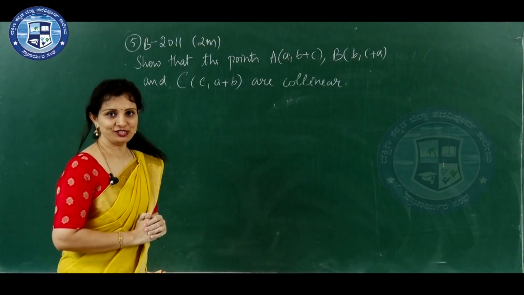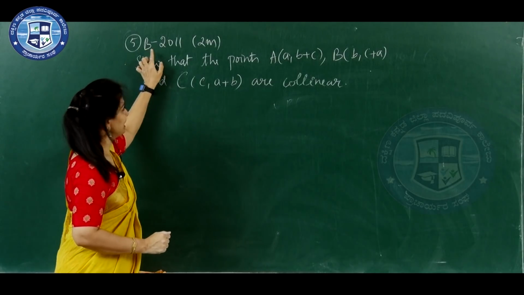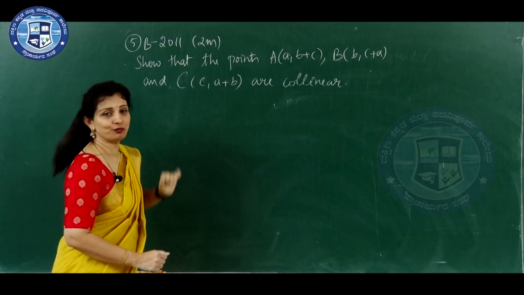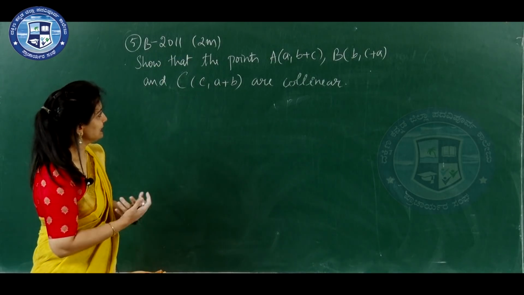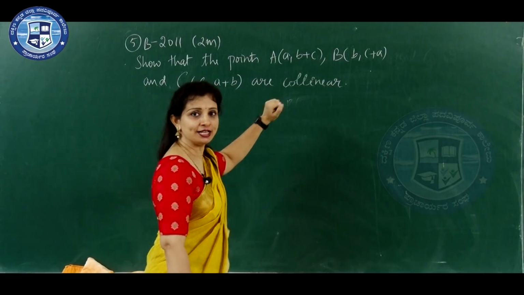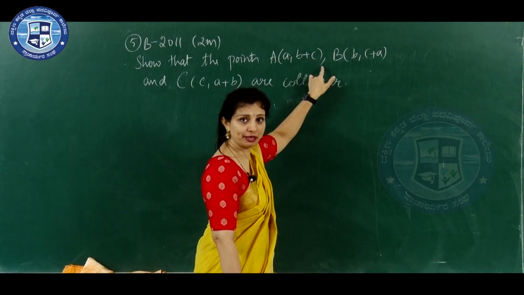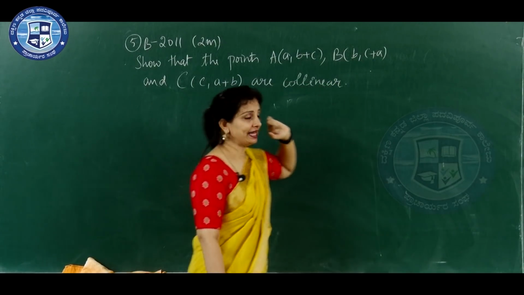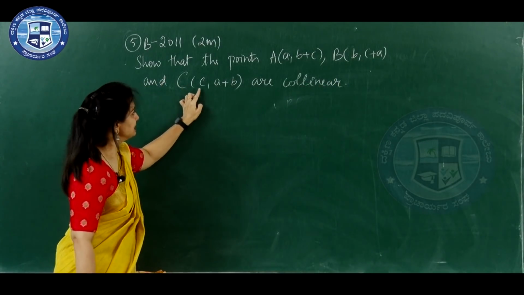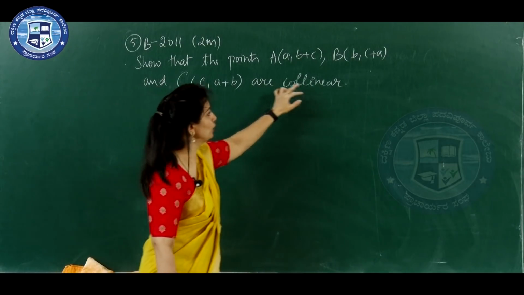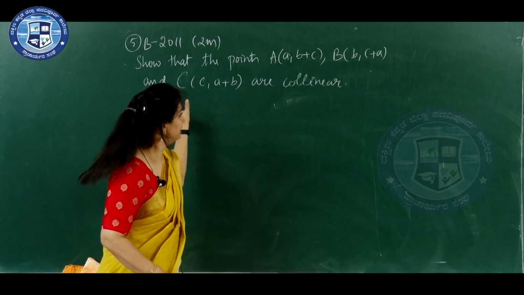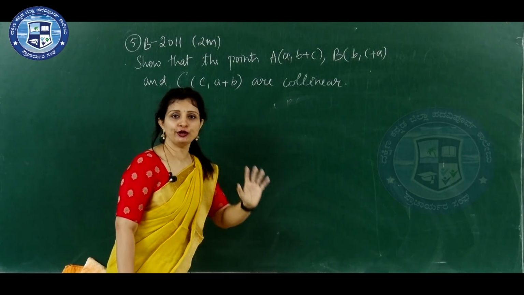Look at the next question, students. Fifth question, it was asked in the year 2011 board examination for 2 marks. Show that the points A with coordinates (a, b plus c), B with coordinates (b, c plus a), and C with coordinates (c, a plus b) are collinear. Suppose these are the coordinates, then the 3 points must be collinear, and you have to prove it.